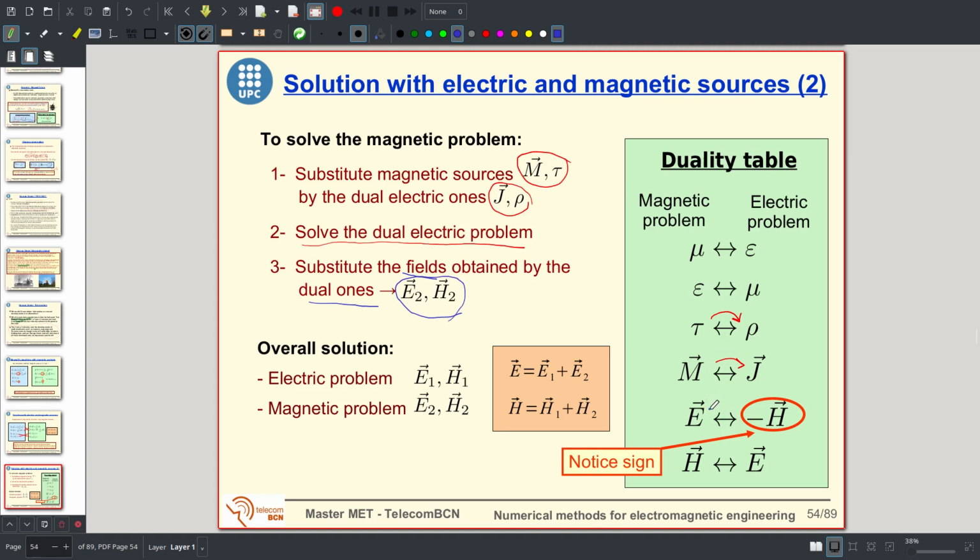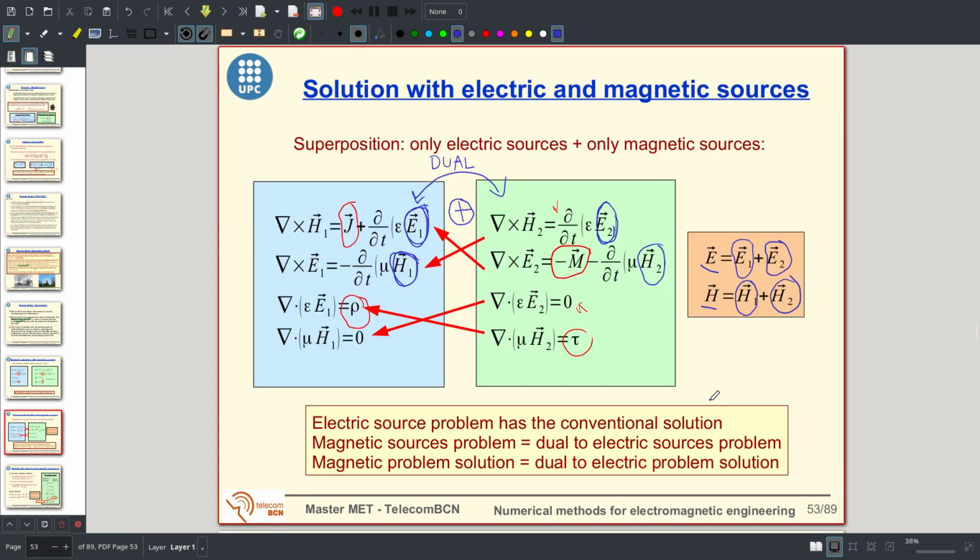In the duality table, we substitute the electric field of the magnetic problem by minus the magnetic field of the electric problem. So, sorry, this is the reverse. What we know, we have solved the dual electric problem. So we substitute the electric field of the dual electric problem by the magnetic field of the original problem. And we substitute the magnetic field of the dual electric problem by minus the electric field in the original magnetic problem. Okay? And why this minus?